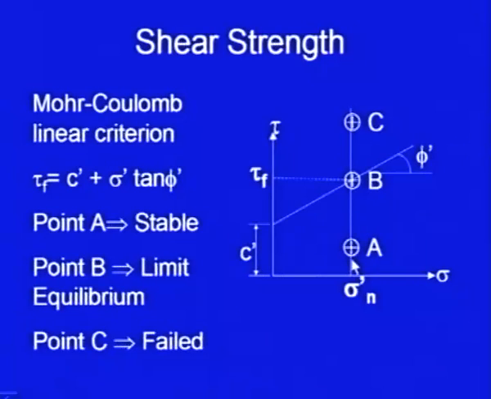If there is a plane which is having these stresses sigma n and this much shear stress, then this plane will be stable. So, point A represents a stable stress state. Come to point B. Here the y coordinate of this point is tau f, which is just equal to the shear strength at that particular normal stress. This particular condition we will be calling the limit equilibrium condition. What does it mean? It means the plane is just at the verge of failure.